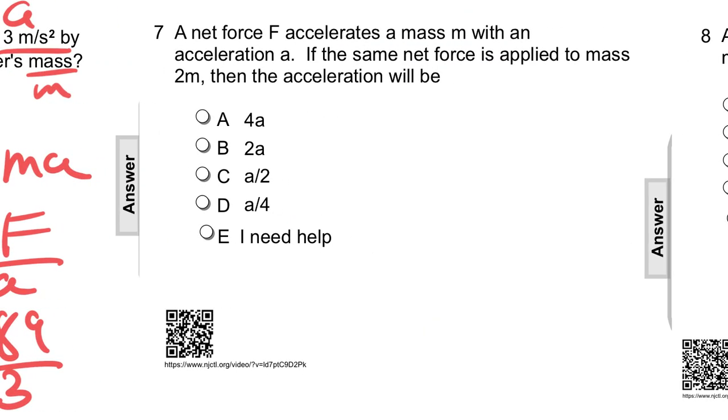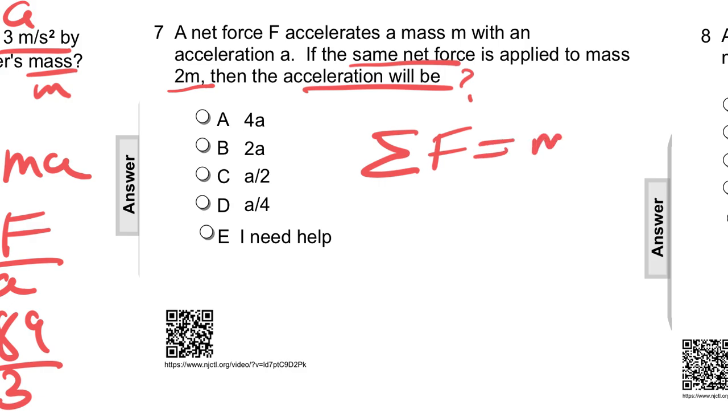Oh, these are good questions. A net force accelerates a mass with an acceleration. If the same net force is applied to mass 2m, then what will the acceleration be? Here's how I do these. I call them what if questions, and I'm going to ask you these pretty frequently. Net force stays the same, so what if I double the mass? What will happen to the acceleration?